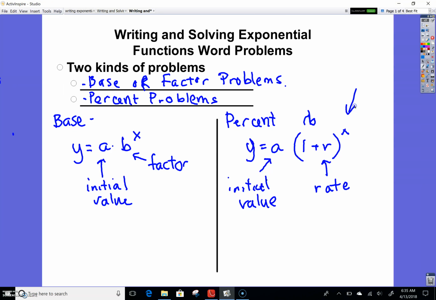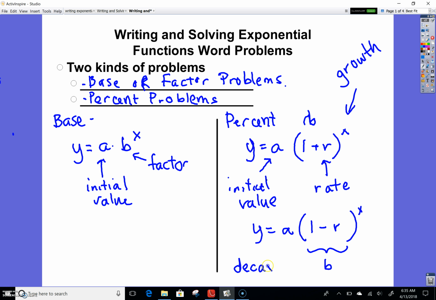This is for growth. And if it's a decay, you're going to subtract the rate. So instead of using b here, all of this right here is b. So for growth, we add, and for decay, we subtract. We're going to go over these problems in a little bit.